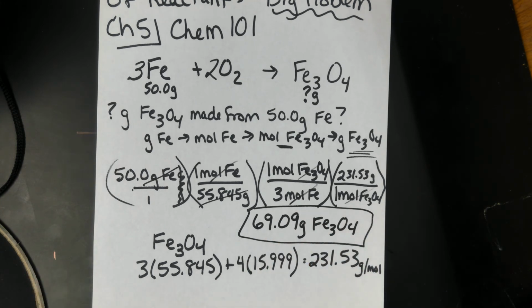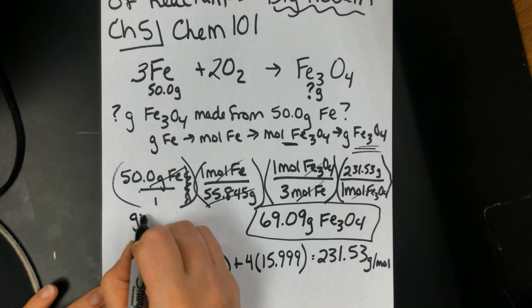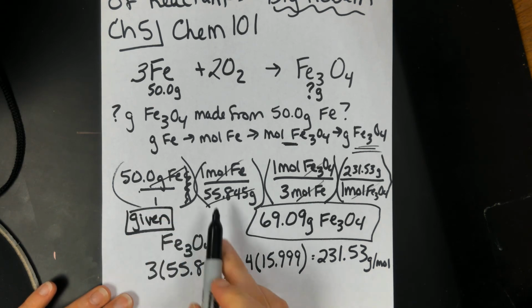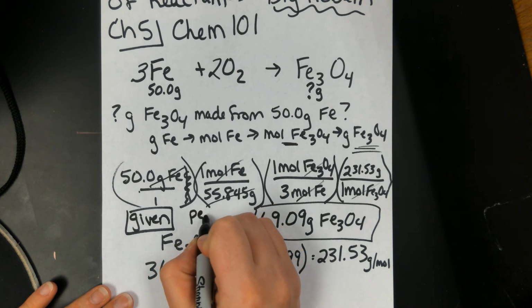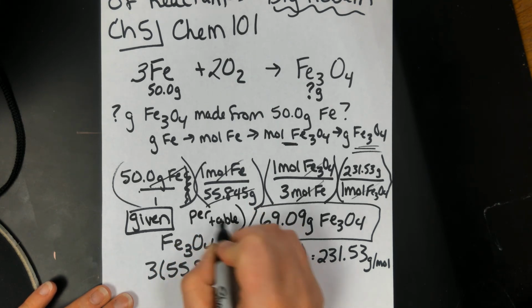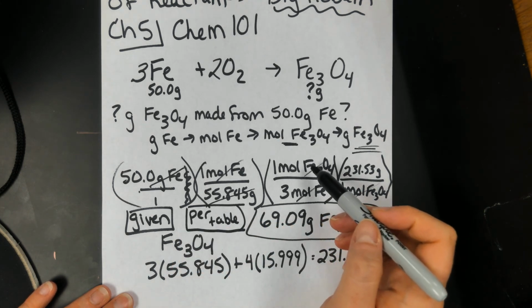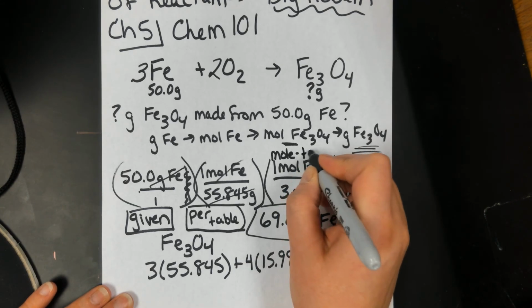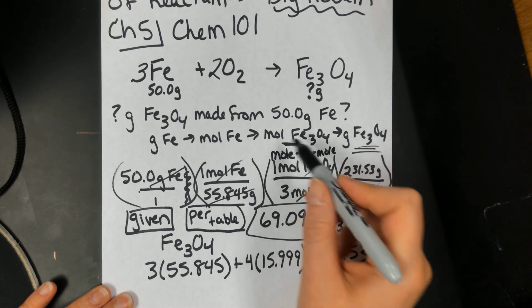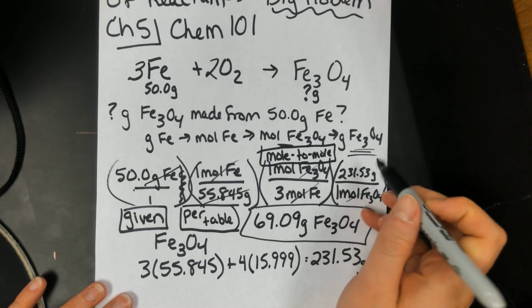So, let's recap. Where did I get this number from? This is our given. Where did I get this number from? This is the molar mass, so periodic table. Where did I get this number from? This is the molar ratio, the mole to mole ratio. Running out of room here, aren't I? And where did I get this number from? Again, the periodic table.